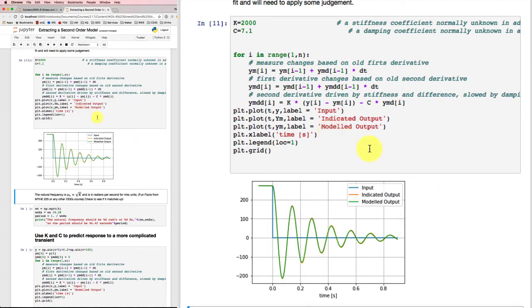That's a pretty good prediction there. I think the green line and the orange line are pretty close to each other. That's certainly close enough for predicting the dynamic response for any purpose I need. So I think I've got some parameters here. I've got k equals 2000 and c equals 7.1.